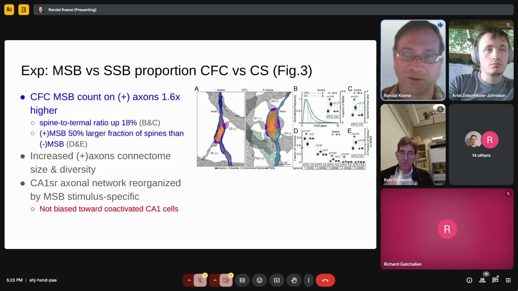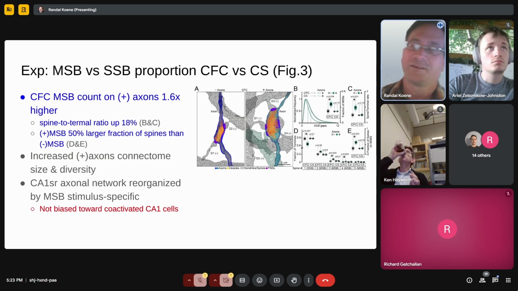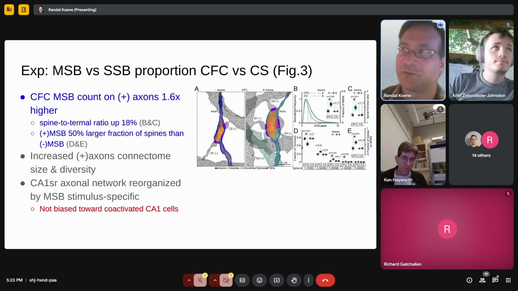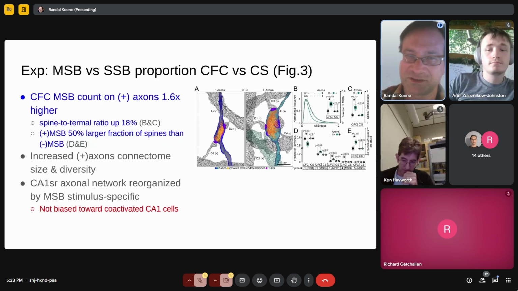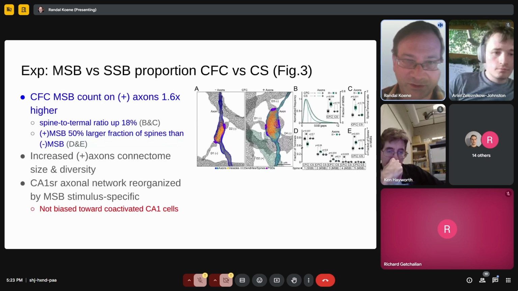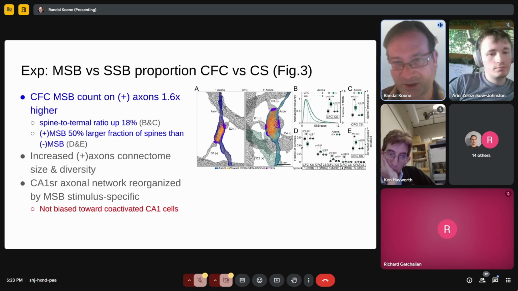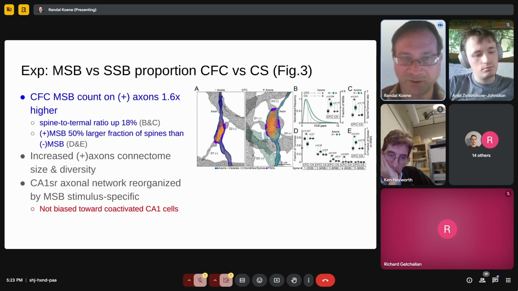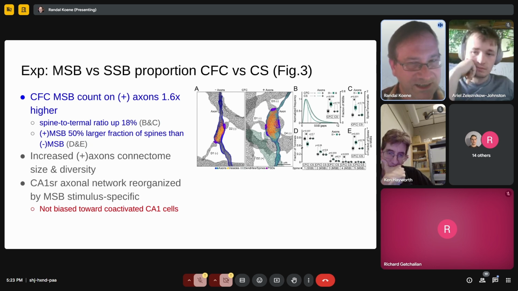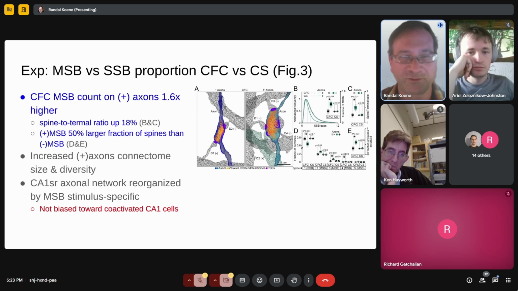All right, moving on. This is comparing proportions of multisynaptic boutons versus single synaptic boutons in CFC versus CS. Some terminals are connected to multiple spines, usually residing on different dendritic arbors. Multisynaptic boutons are believed to synchronize outputs to several downstream targets. At least that's what they state. I'm not sure that's the only hypothesis for what they're for: improving fidelity of neurotransmitter signaling within circuits.